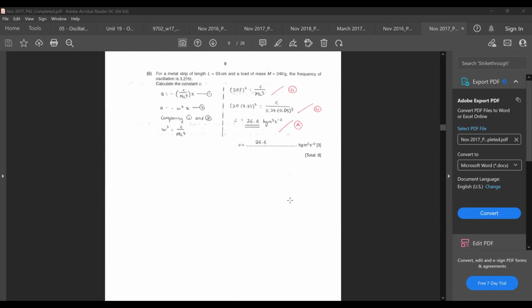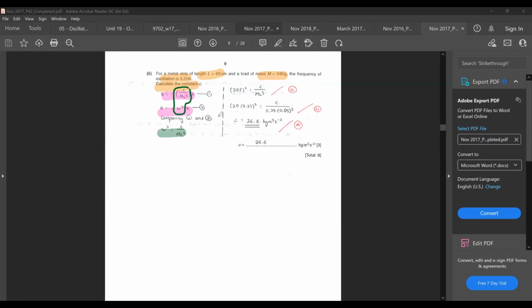All right. Now for the metal strip of length 65 centimeter and a load M of 240 grams, the frequency of oscillations is 3.2 Hertz. Calculate the constant C. So here you have a given equation and you need to calculate something out of it. One way to go about it, as I mentioned, is compare the equation with the defining equation of SHM. From here, you'll be able to see very clearly that C over ML cubed is actually equal to omega squared.